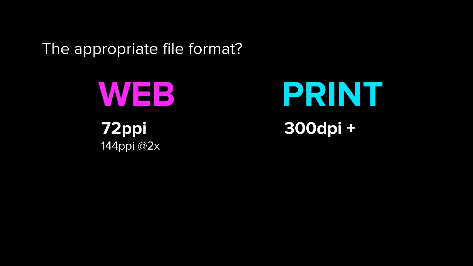So this means that when we're exporting images for web, we do need to keep in mind exporting for standard digital displays as well as for high pixel density displays if you want your image to look crisp on a high pixel density screen. We'll talk more about that later. But right now we can think of print as 300 dpi and web as 72 ppi.